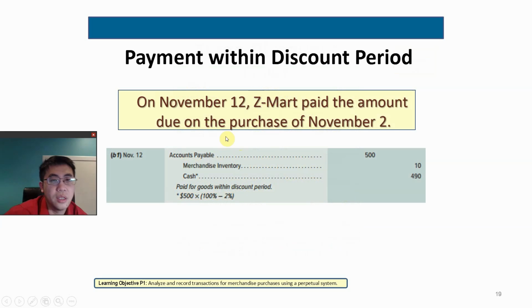So right here, on November the 12th, which is 10 days after the purchase, if you pay within 10 days, then you will enjoy a discount. So basically, when you use the discount, you only pay $490. And $490 would satisfy the bill of $500 accounts payable. So your accounts payable will be reduced to 0.